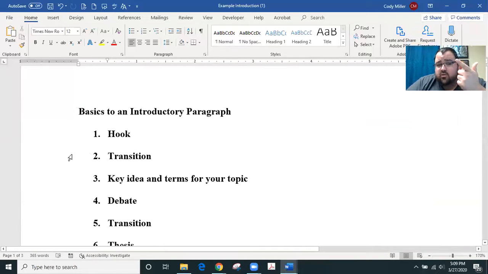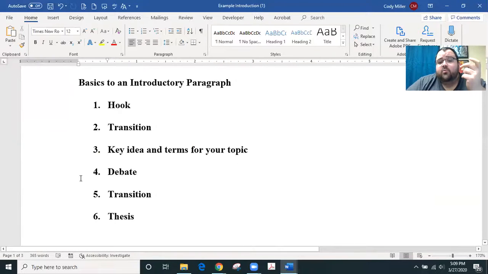You've got transitions going throughout. You give us the key ideas and the main ideas that you're going to be talking about within the paper. We understand the overall debate around your topic. And then we have that solid thesis statement, which is a claim that you're making that contains both sides of the argument. And then we ultimately know where you stand.